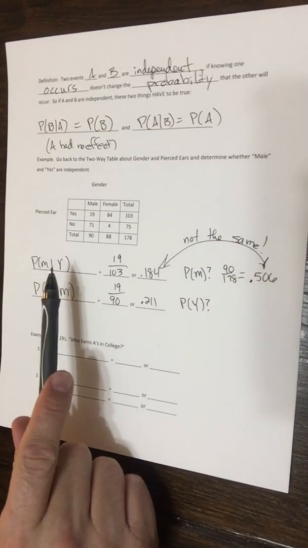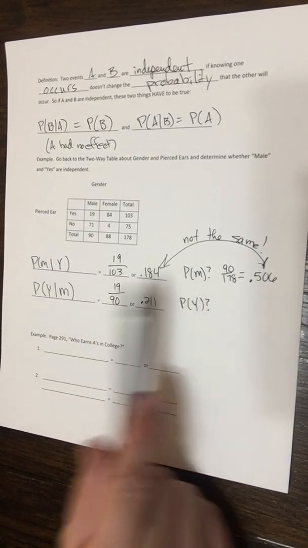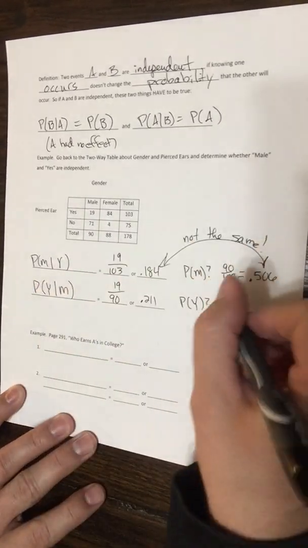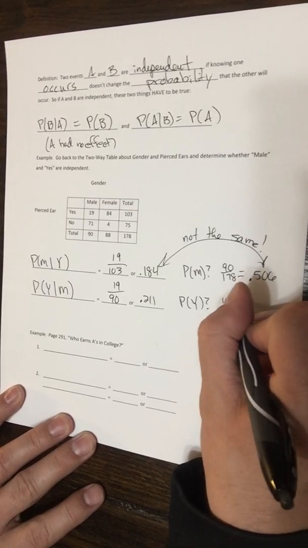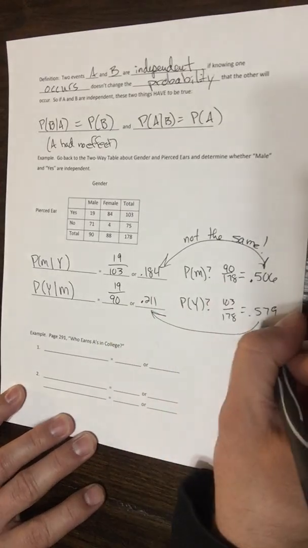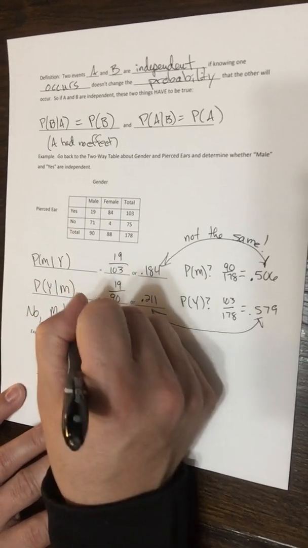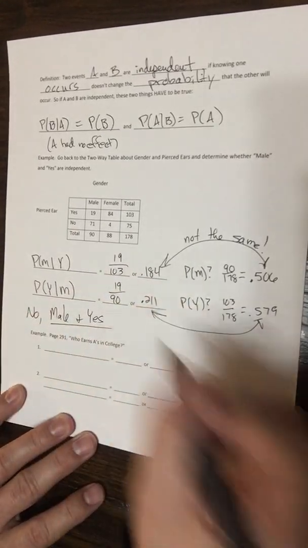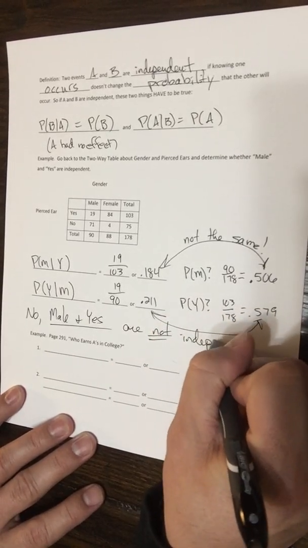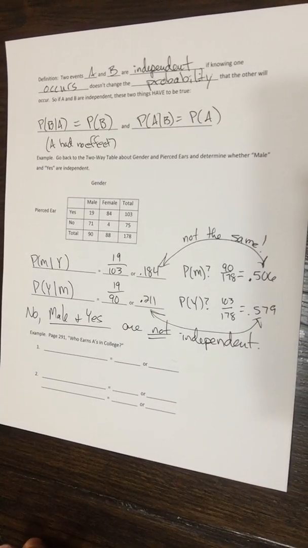So what does that mean? The given part that somebody said yes does actually have an effect on whether or not I pick somebody who's male. Same thing here. What's the probability somebody says yes? That's going to be 103 out of 178. That's 0.579. That's definitely not the same thing as here. So my answer is no. Male and yes are not independent. Knowing one definitely changes the probability of the other. Okay.